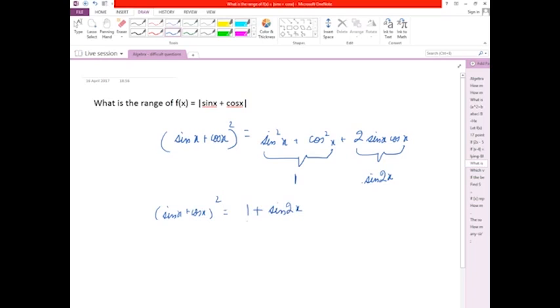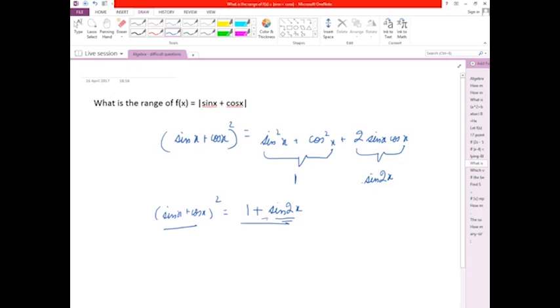The second expression is better than the first expression because here you know the maximum and minimum of sin 2x. There is only one function which varies, not both of them. In sin x plus cos x, both sin x and cos x vary, so it gets a bit trickier. So this one becomes easier to manage.